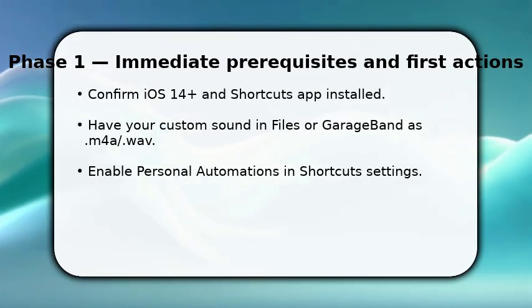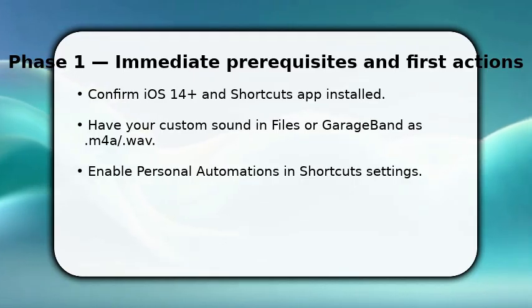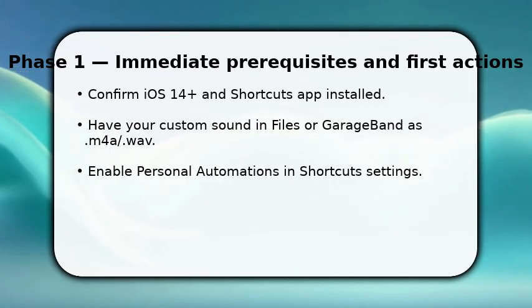Next, import the custom lock sound into Files or export from GarageBand as a M4A or WAV. This matters because Shortcuts needs a playable file.